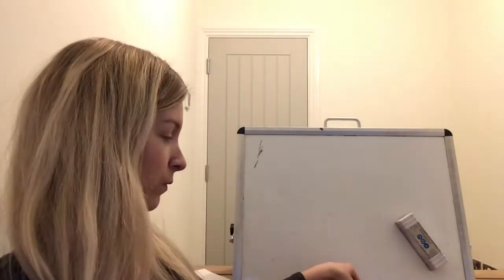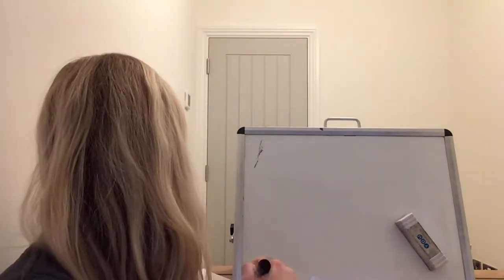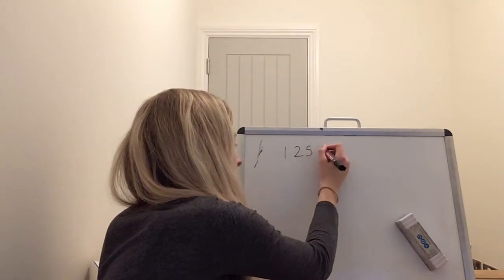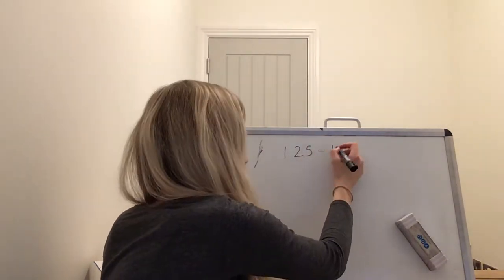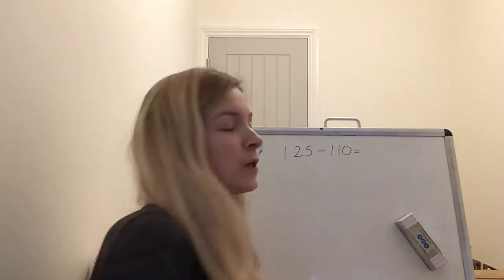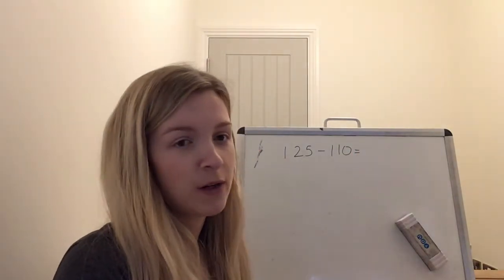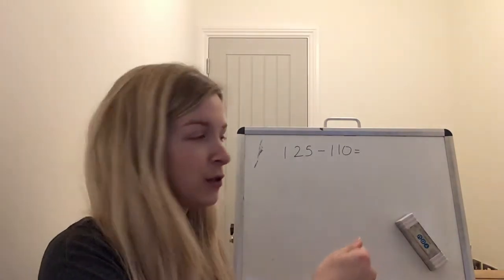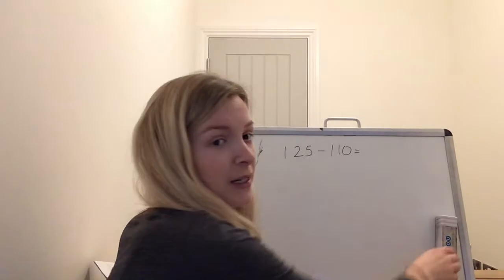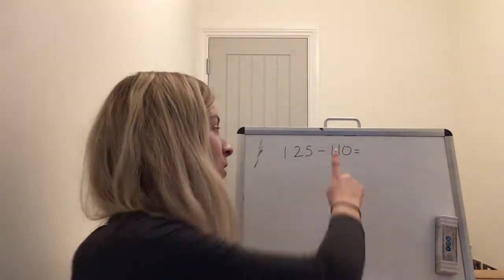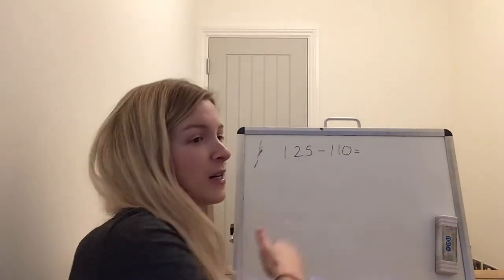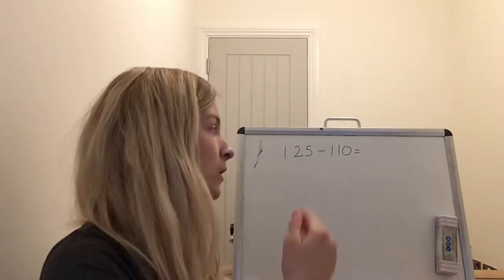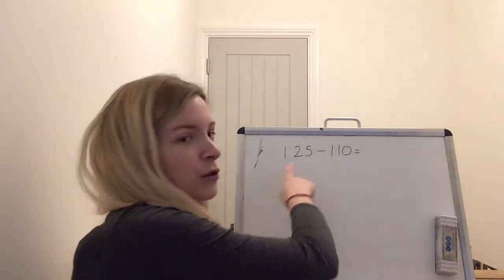So, for example, 125 take away 110. We are going to find the difference between these two numbers. So, similarly to yesterday, we're going to start with our lowest number and use a number line that you can draw out on your piece of paper too in order to jump forward until we get to 125.